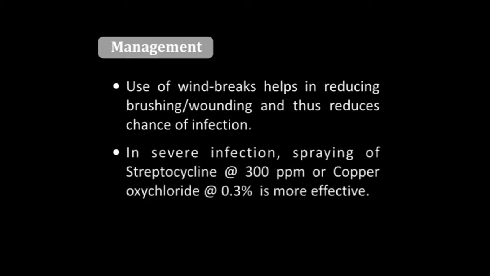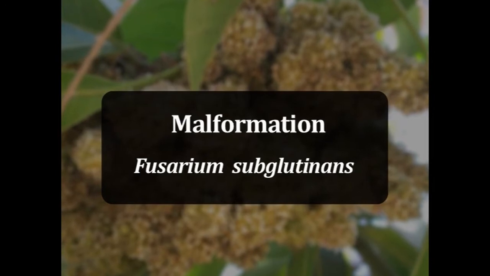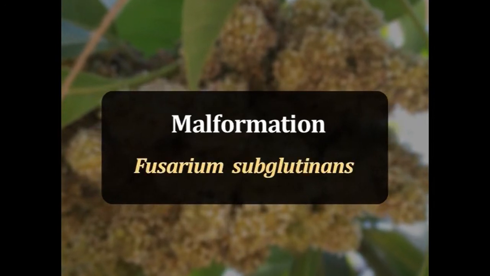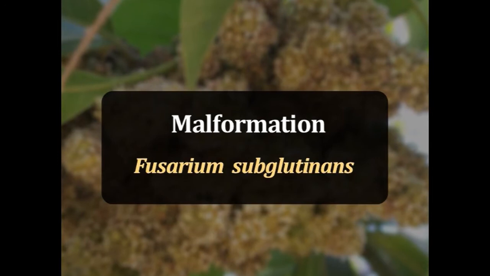In severe infection, spraying of streptocycline at the rate of 300 ppm or copper oxychloride at the rate of 0.3% is more effective. Next is the malformation. It is caused by Fusarium subglutinans.